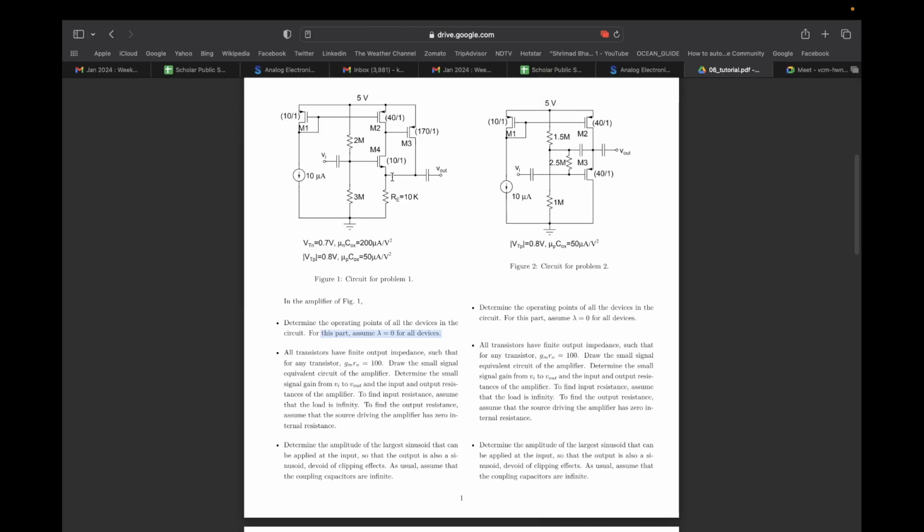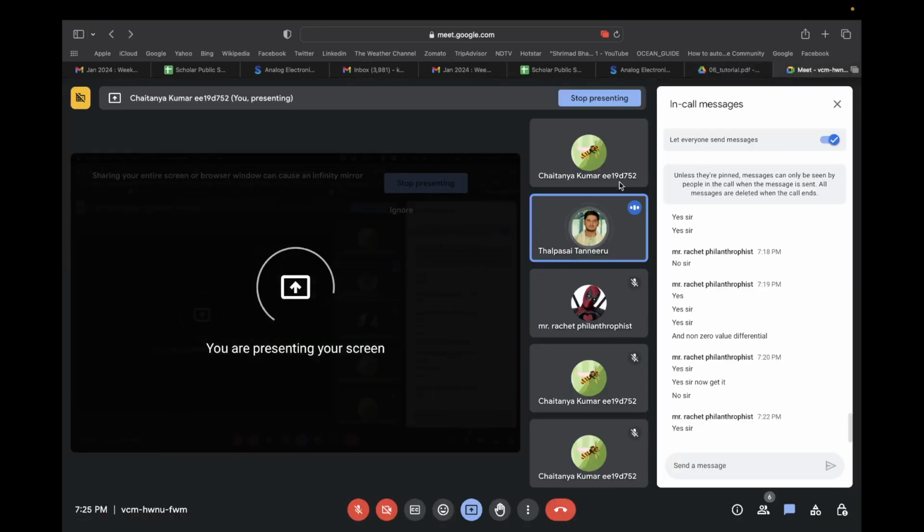Yes, sir. What I thought was, if lambda equal to zero means channel length modulation is not considered, then how will GM into RO be 100? No issues. Lambda equal to zero is given only for the first part of the problem. For the latter parts, the lambda value is non-zero. Okay, sir, I get the point. Thank you, sir.